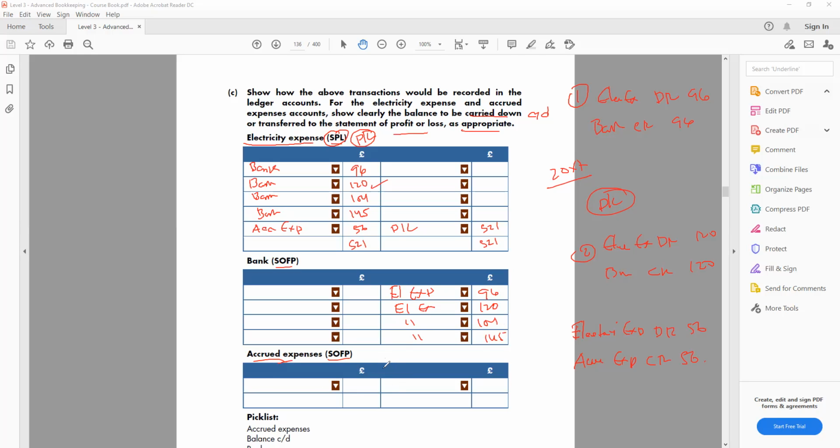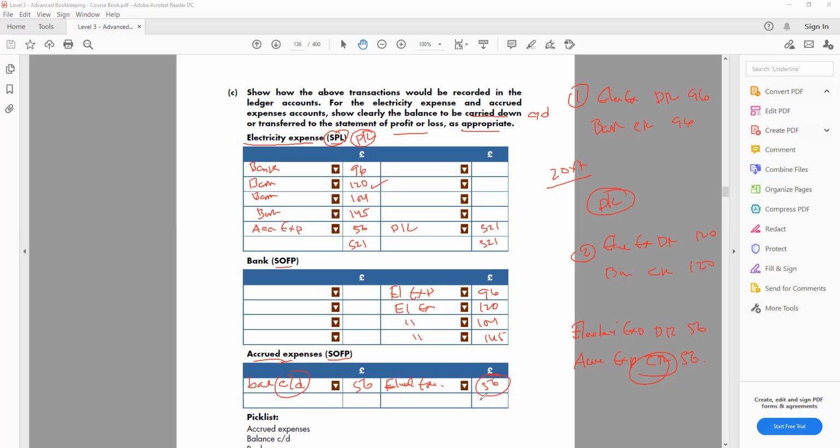Finally, the last one we have is accrued expense. Now accrued expense is always a liability, so we will always record it on our credit side because accrued expense is a credit. So on the credit side, I'm going to write electricity expense, and that is 56. And this one actually moves to the next period. So that will be our balance CD 56. Whatever is accrued for this year will be the balance CD, and this balance CD will be the balance BD for the next year. And that's how it will be moved to the next period.